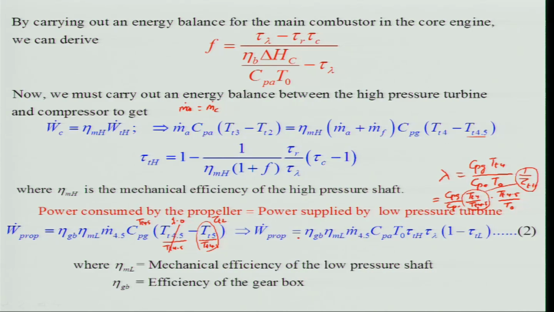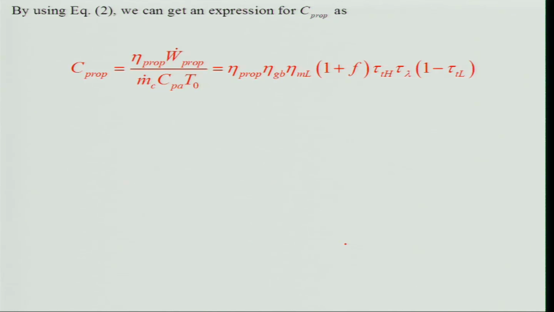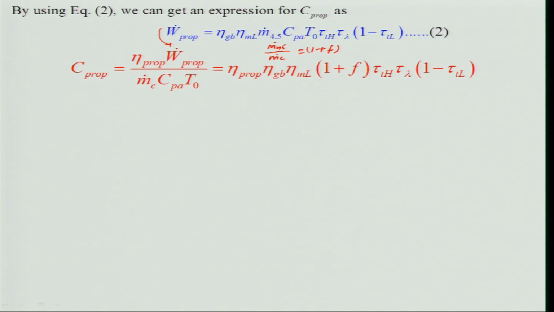So, now we will look at the coefficient of the propeller. So, that is C propeller. If you look at eta propeller, W dot propeller and divide by m dot C CPA T naught. And we have already looked at that W dot propeller will be eta GB and eta ml m dot 4.5 CPA T naught tau TH tau lambda (1 minus tau TL). If you divide it you are basically substituting these values here, right. When you substitute then CPA you will cancel out here, m dot 4.5 by m dot C is nothing but 1 plus f. So, that is why it is coming over here, right, and the rest of the things are as usual.